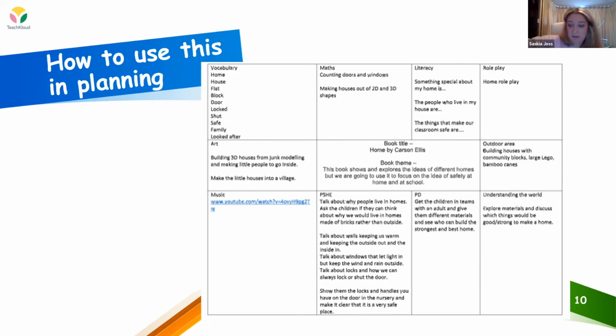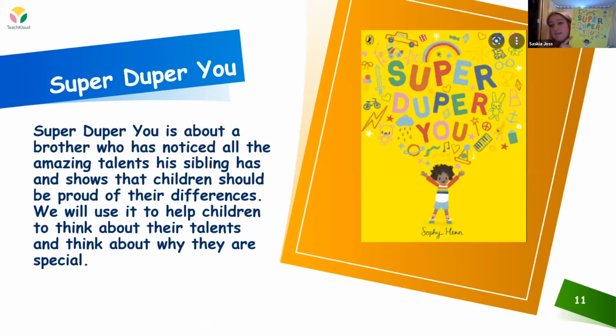And our last book for today is this very lovely book. It's called Super Duper You. It's by Sophie Henn. I can read you just a little bit. I think it's got slightly more text than the other one, so you'd have to think about if it's the right one for the age of kids that you see. So the first picture is a little boy, and he is holding a baby.